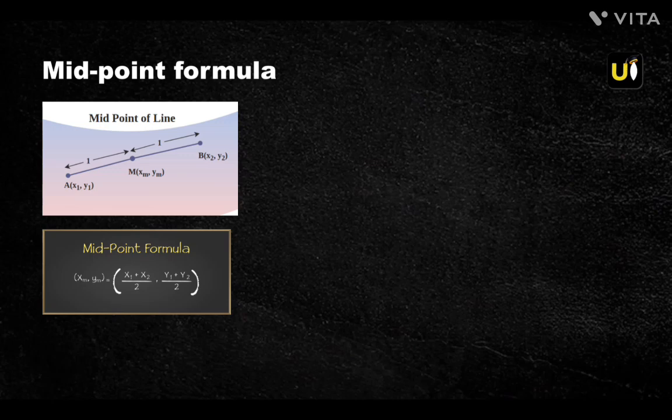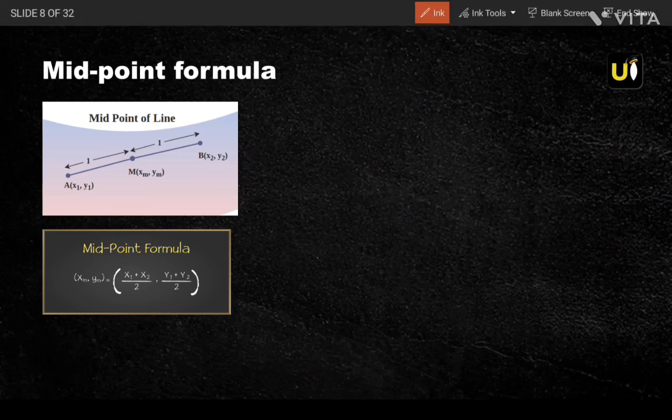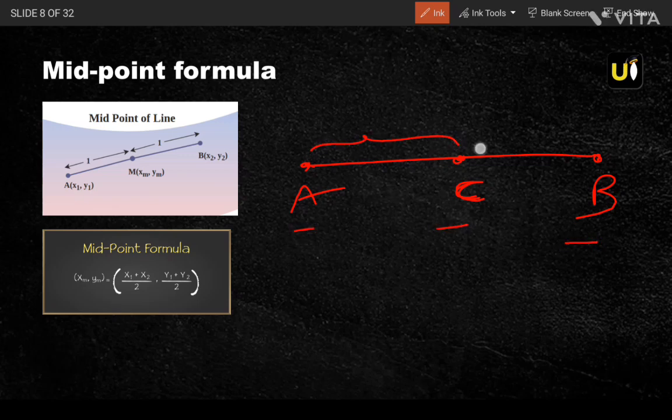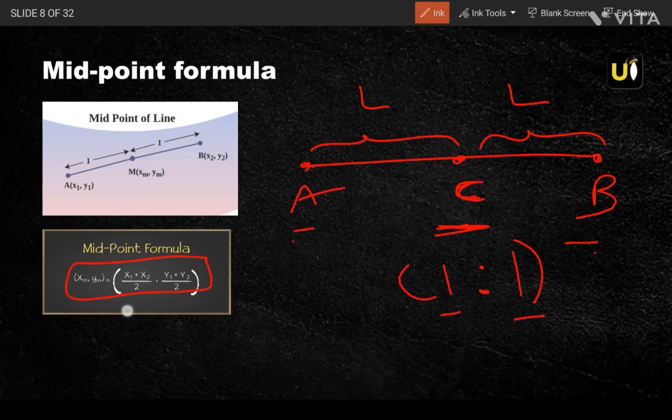Next, midpoint formula. This is also an application of the section formula. So basically, when we are given a line and given 2 points, then we are supposed to find the midpoint of this line. That means the point must be equidistant from both the points A and B. This is length L and this is also of length L. That means the ratio in which this point divides the line is 1:1. Okay, so substituting 1 and 1 in the section formula will give you x1 plus x2 by 2 comma y1 plus y2 by 2. This is the formula to find midpoint of a line when 2 points on the line are given.